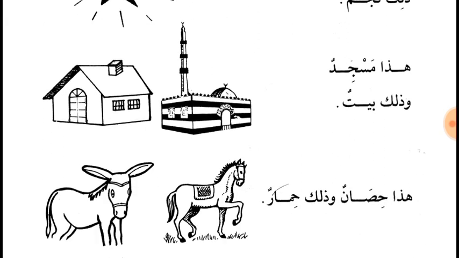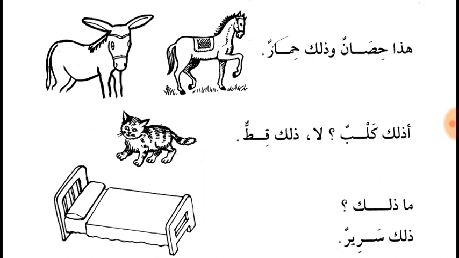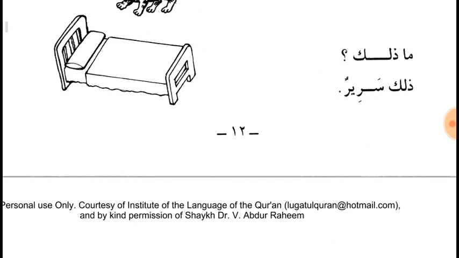Hadha masjidun. This is a masjid, wa dhalika baytun. That is a house. Hadha hisanun. This is a horse, wa dhalika himarun, and that is a donkey. Dhalika kalbun. That is a dog. La, dhalika kitun. No. That is a cat. What is that? Ma dhalika. What is that? Dhalika sarirun. That is a bed. Okay.